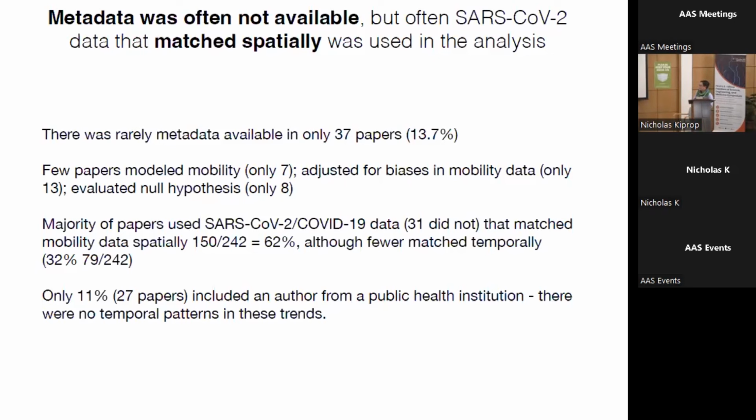And one other final little bone to pick is that very few of these papers actually included anyone from public health agencies. So while there was an abundance of public health agencies wanting to digest and use models or outputs from mobility data, there still, I think, is a lot of lack of harmonization and integration between the academic side and the public health side.